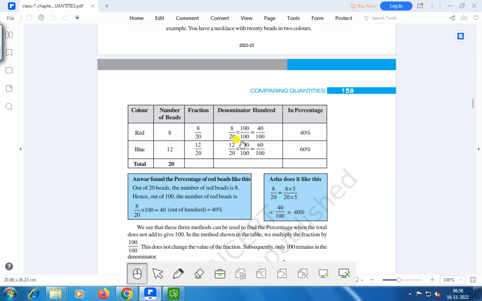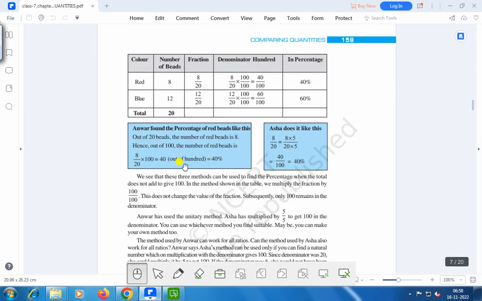That is, you are getting 8 by 20, that is 40 by 100, or it can be written as 40%, right? 8 by 20 into 100%, right? You got it? You got 40%. Here 12 by 20 into 100 by 100, right? That you are getting 60 by 100, that is 60%, right?